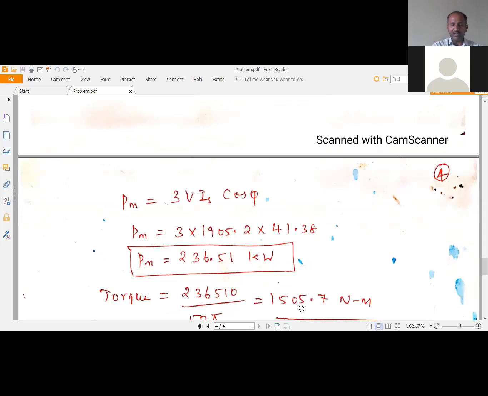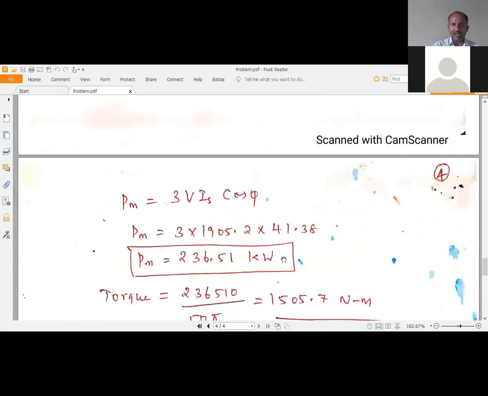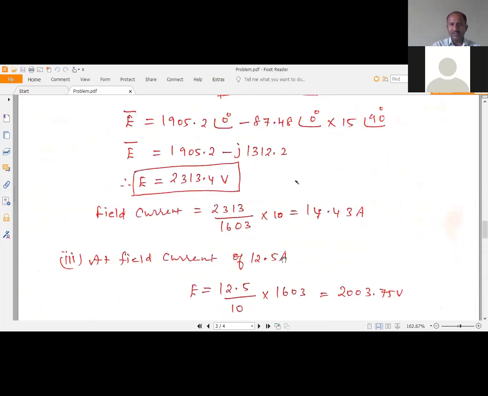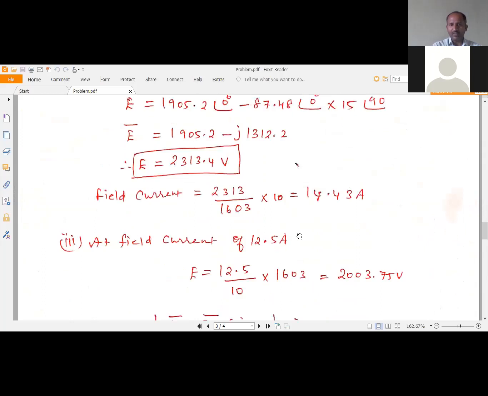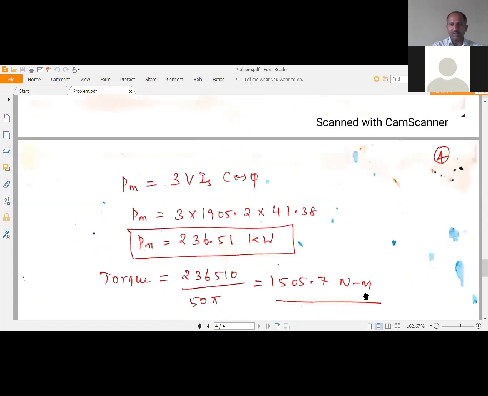For finding the value of torque, you have to divide this Pm value by the angular frequency, which is given in the problem, that is 50 pi. So 236.51 into 10 power 3 divided by 50 pi. You will get the value of torque as 1505.7 Newton meter. So this is the final value of torque at field current of 12.5 ampere. So that's all about this problem.